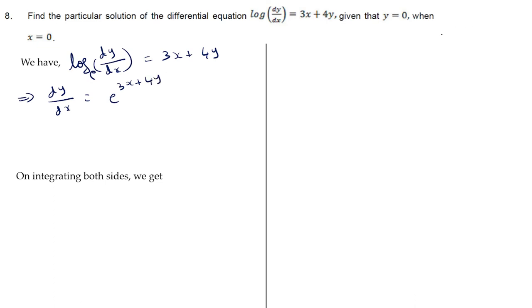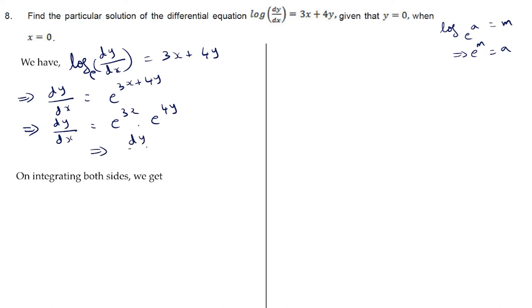By the definition of logarithm, if log a to the base e equal to m, then we have e raised to m equal to a. So this is the definition of logarithm. Using this definition, we have log dy/dx to the base e equal to 3x plus 4y. It means dy/dx equal to e raised to 3x plus 4y. And now it is very easy. Now we can use variable separable method. dy/dx equal to e raised to 3x into e raised to 4y.